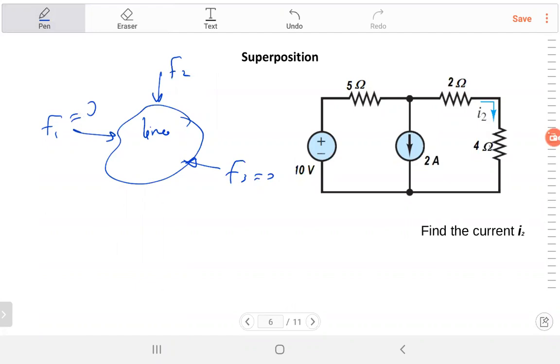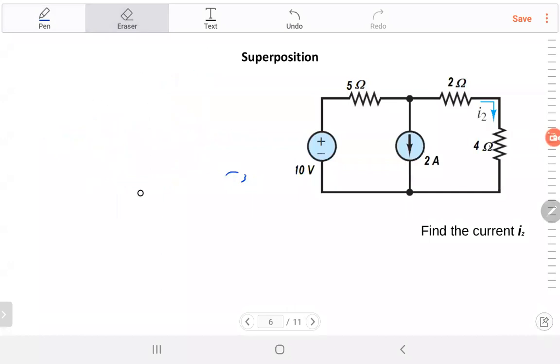And find the effect, and then the last one, you apply F3 and you put the other two zero, and then you add the effect of the three of them. This is only applicable for linear systems, and we have a linear system. The same thing here for electric circuits.